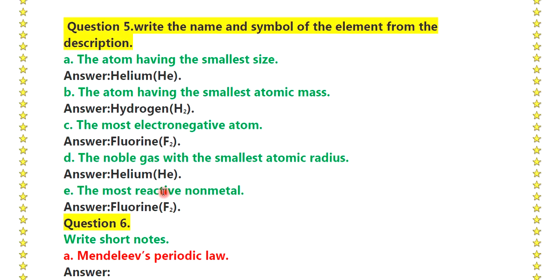Question number 5. Write the name and symbol of the element from the description. A. The atom having the smallest size. Answer is helium, denoted by He. B. The atom having the smallest atomic mass. Name is hydrogen, denoted by H2. C. The most electronegative atom. Answer is fluorine, denoted by F2. D. The noble gas with the smallest atomic radius. Answer is helium, denoted by He. E. The most reactive non-metal is fluorine, denoted by F2.